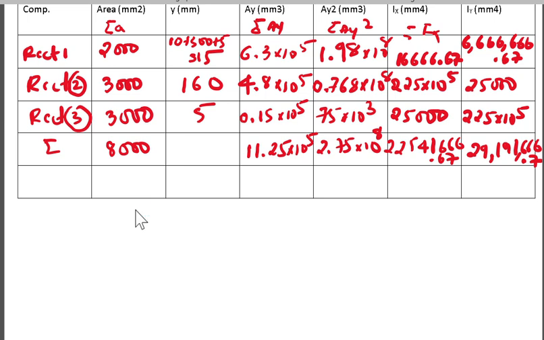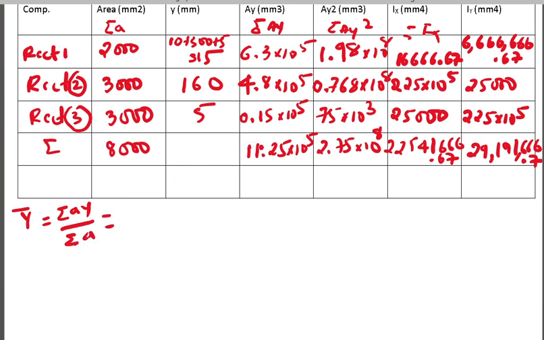Now what is the formula for y bar? Y bar is equal to summation of Ay divided by summation of A. So here, y bar is equal to summation of Ay divided by summation of A.